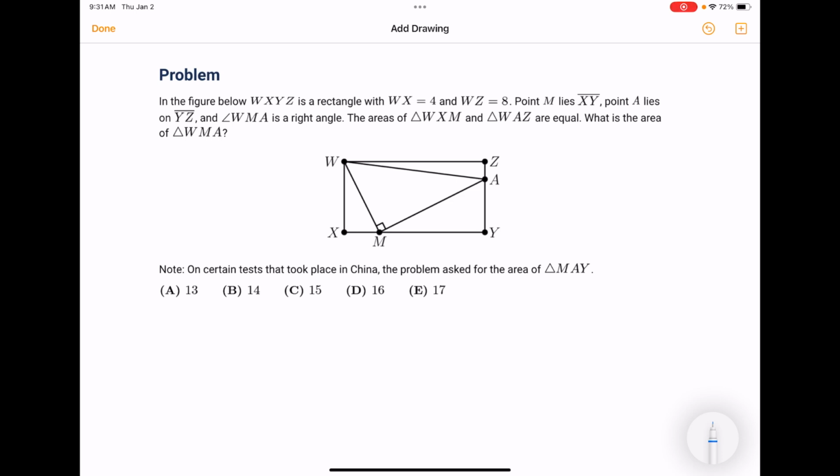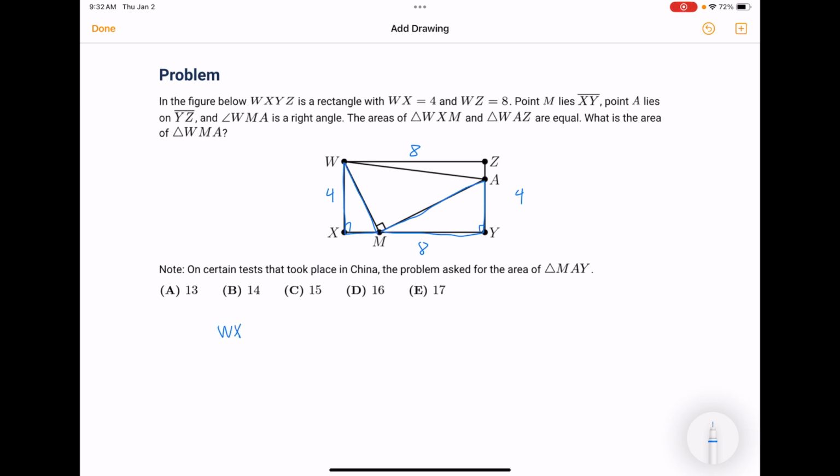So we know that WX is 4 and WZ is 8. And so that means that XY would be 8 and then ZY is 4. So we also can figure out that triangle WXM and triangle MAY are similar because they both have a right angle. And since WMA is a right angle, these two triangles are similar. So that means that their sides can form proportions.